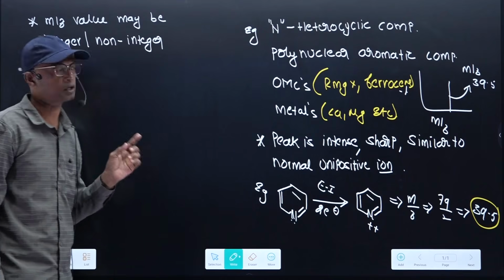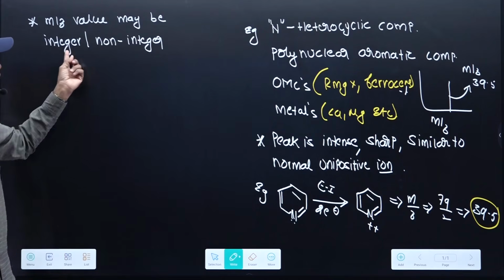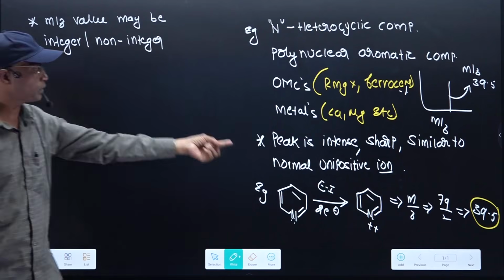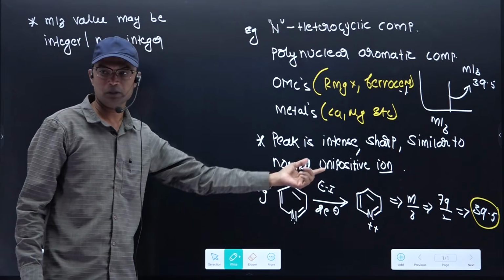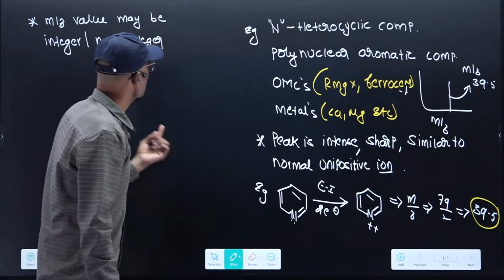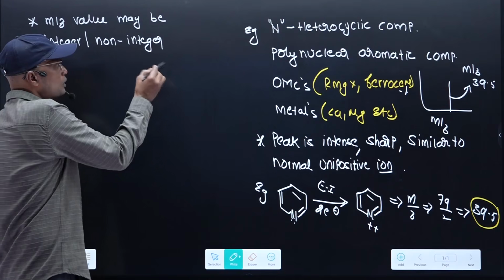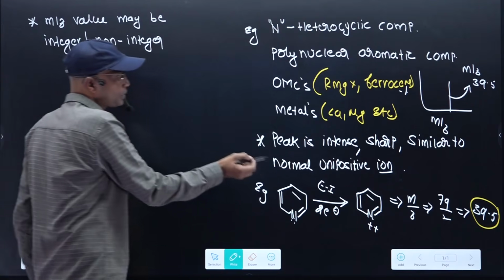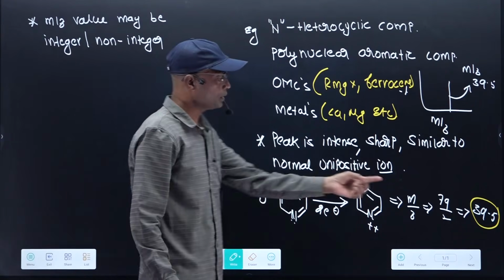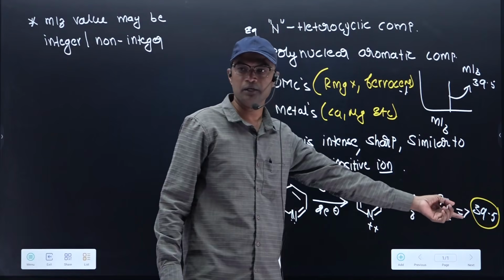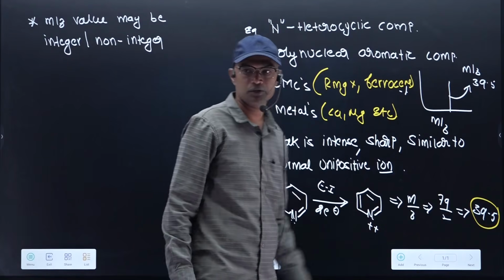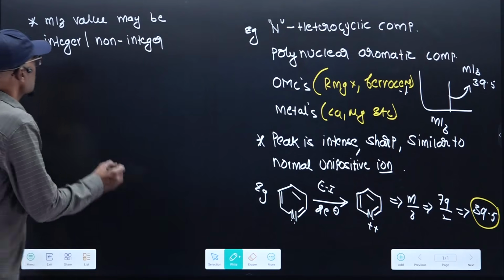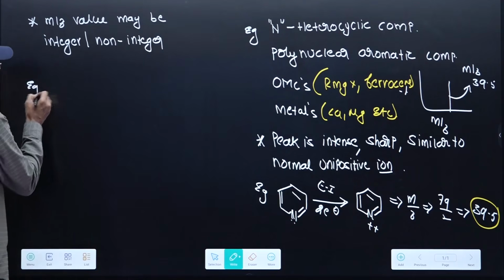So statements are given. Remember, it may be an integer or non-integer, that depends upon the corresponding element or corresponding organic molecule. So that may give a vertical line, and it should always be sharp, and it should be intense, and the m/z value may be integer or non-integer. Sometimes you may get integer, sometimes it may be non-integer.